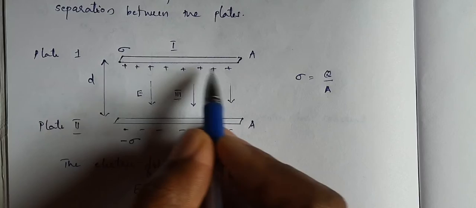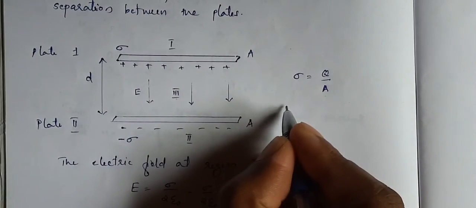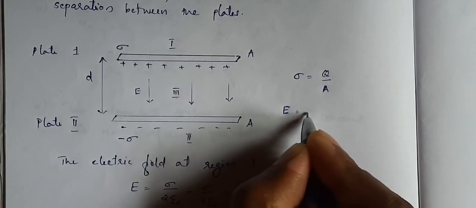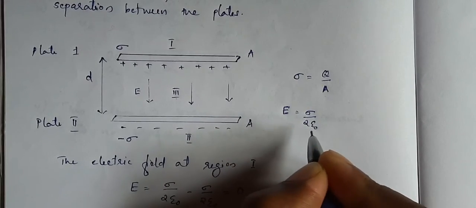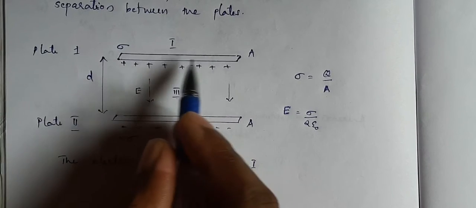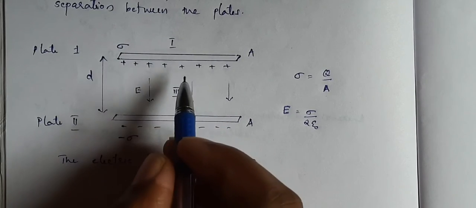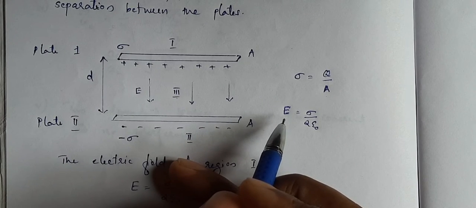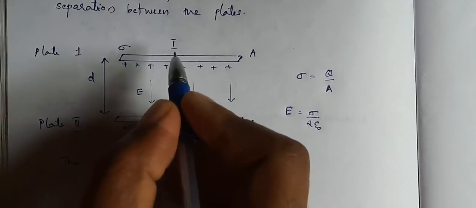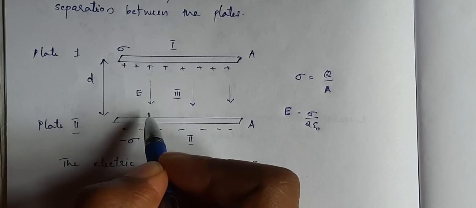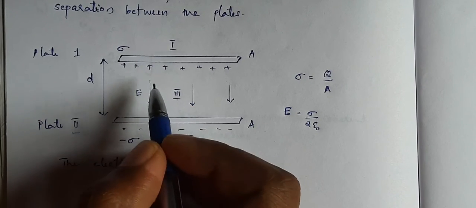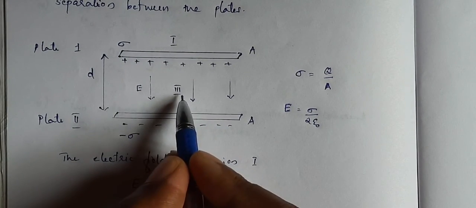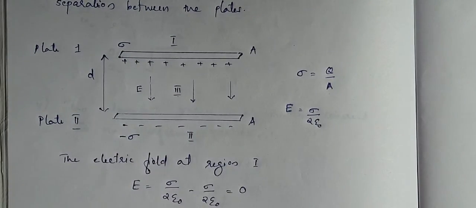We know the electric field due to a single plate is sigma by 2 epsilon naught. This is the electric field due to an infinite long sheet we have seen. As per Gauss's law application, we got the electric field due to a plate as sigma by 2 epsilon naught. So there are two plates, and those two plates can produce electric field at different places. This is one place, this is another place, this is the third place. In all these regions they can produce electric field.